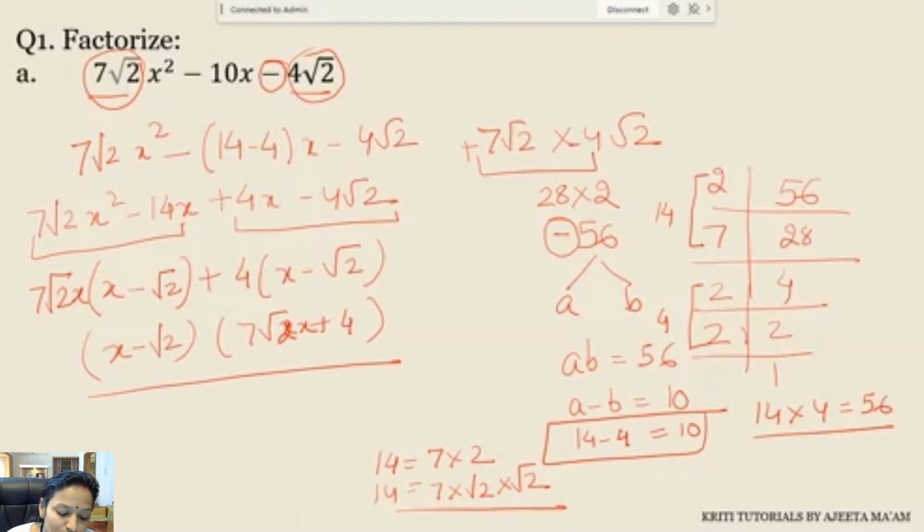Now x square plus 3 root 3 x plus 6. Again it has a root in it, right? So containing the root, what we have to do? We have to move on with the same concept, but now the terms are different, right? Now let's move on with that. X square plus 3 root 3x plus 6.